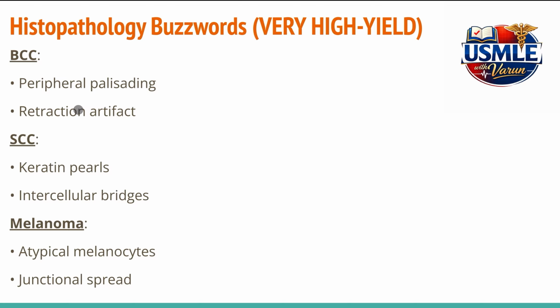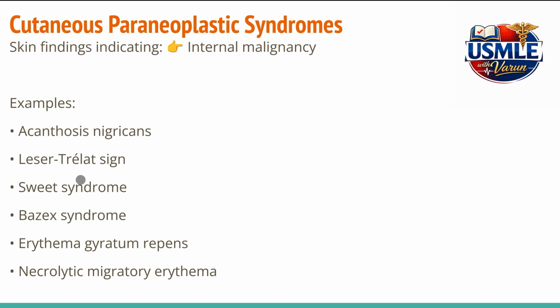This slide is purely high yield and purely exam gold for everyone. Each cancer has a signature pattern. For basal cell carcinoma, it's peripheral palisading and retraction artifact. For squamous cell carcinoma, it's keratin pearls and intercellular bridges. And for melanoma, it's atypical melanocytes along with a junctional spread. So if we recognize this pattern, we can definitely answer questions instantly and immediately.